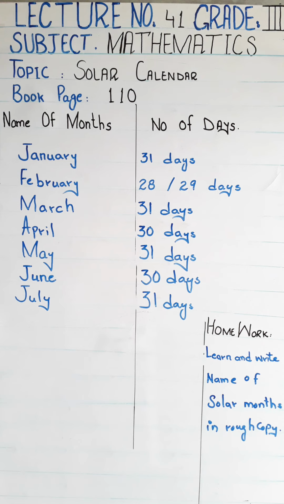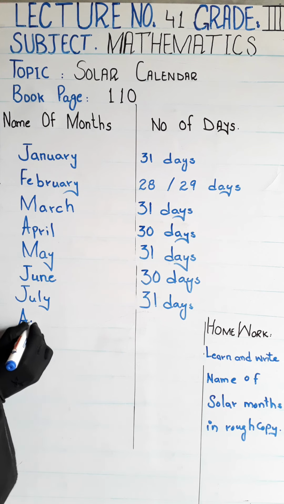The fourth month is April, 30 days. The fifth month is May, 31 days again. The sixth month is June, 30 days. The seventh month is July, 31 days. The eighth month is August.